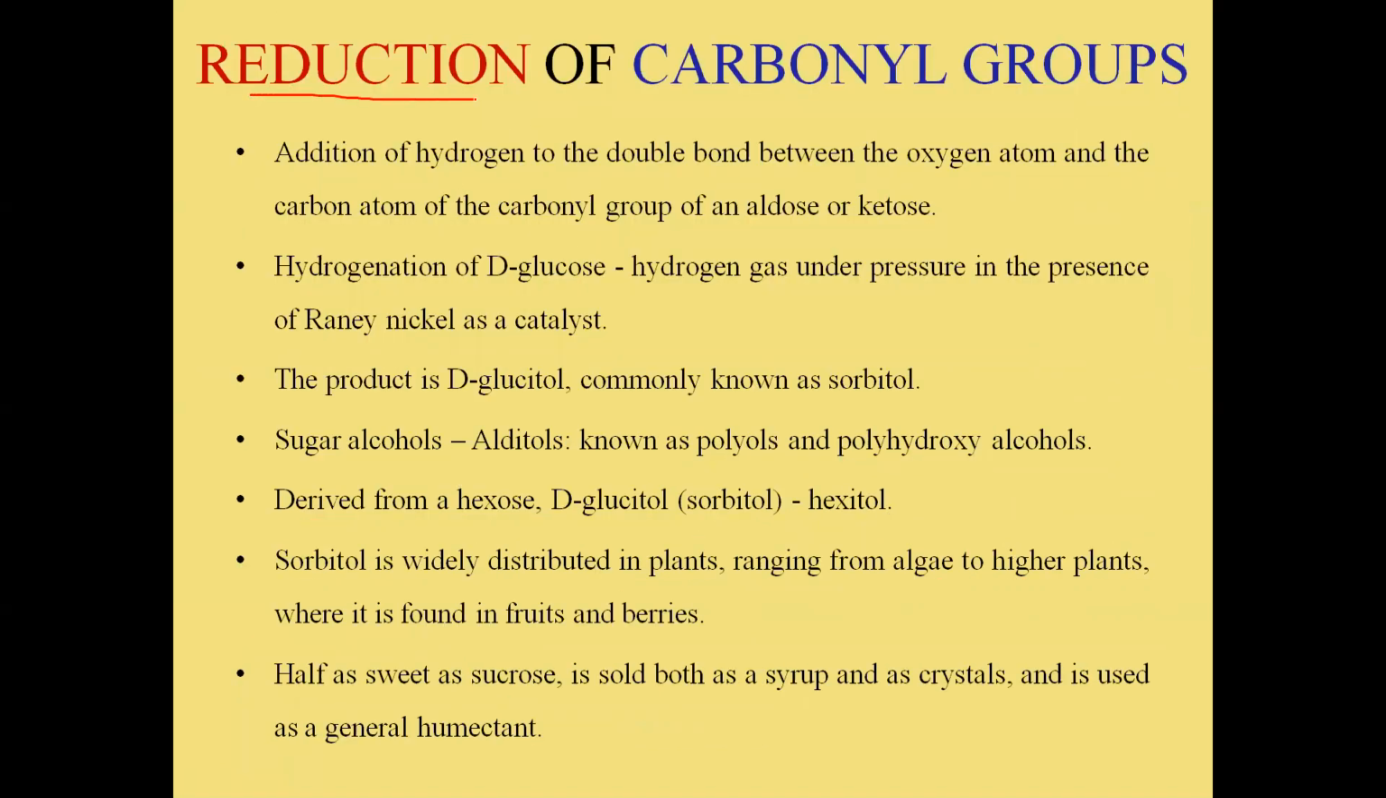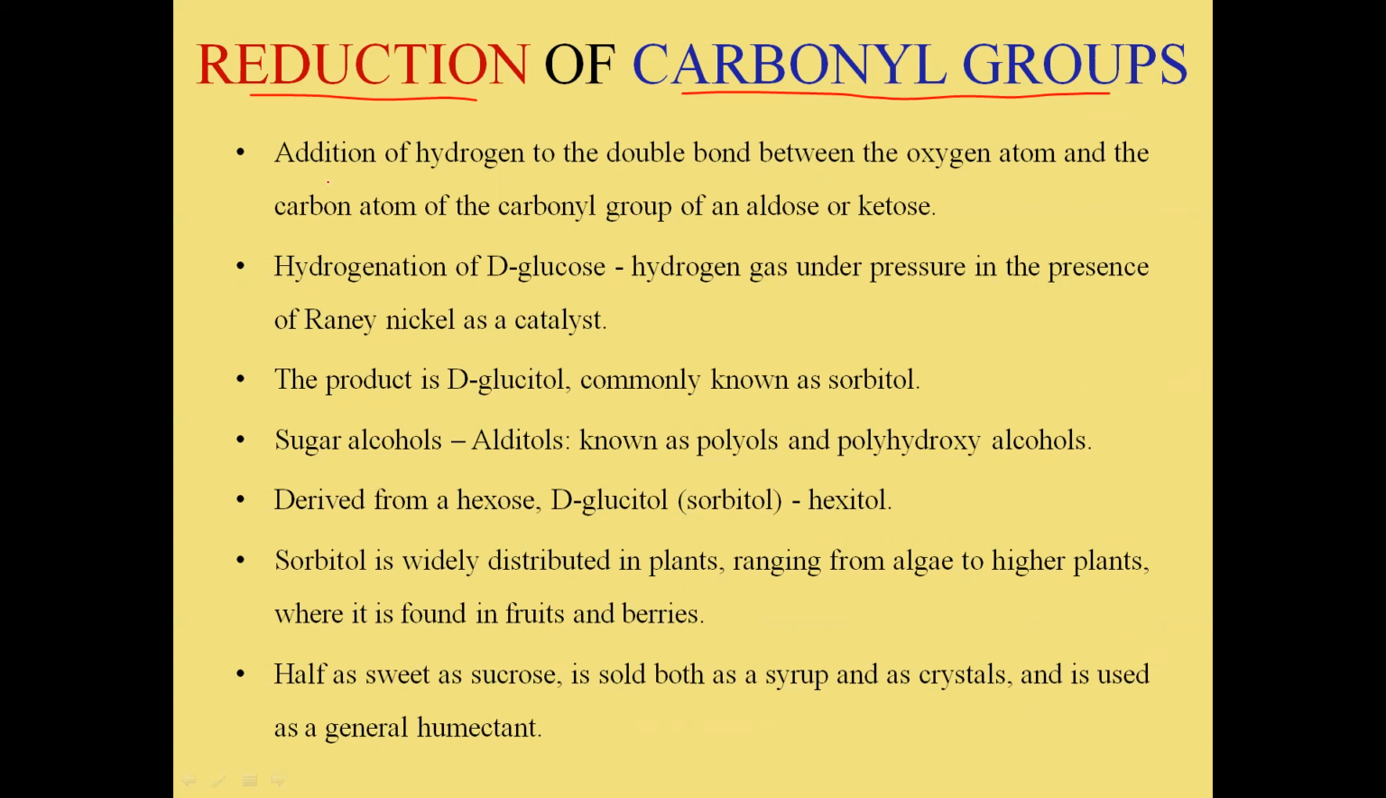So reduction is nothing but addition of hydrogen and also removal of oxygen. The reduction, or the addition of hydrogen, can otherwise be called hydrogenation also. Here the reduction is taking place in the carbonyl groups. Carbonyl groups are nothing but the functional groups of ketoses and aldoses sugars, which is the CHO or the C double bond O. So this carbonyl group is being reduced, that is, hydrogen atoms are being added to this carbonyl group.